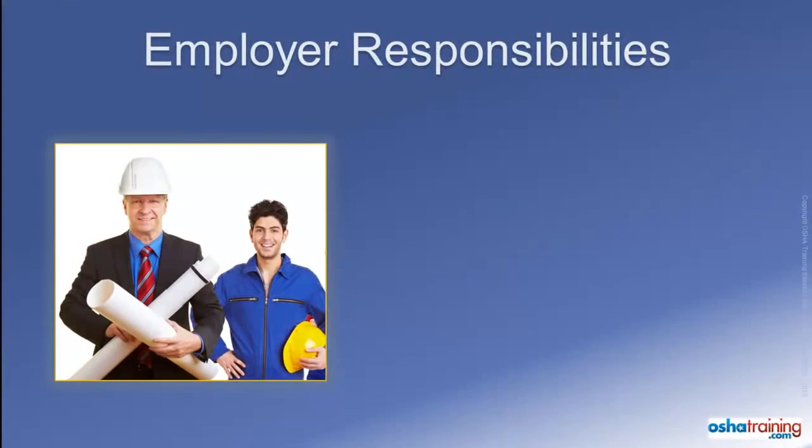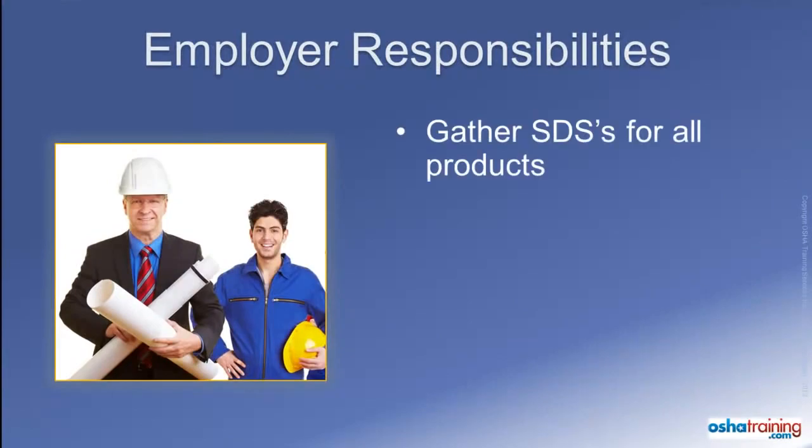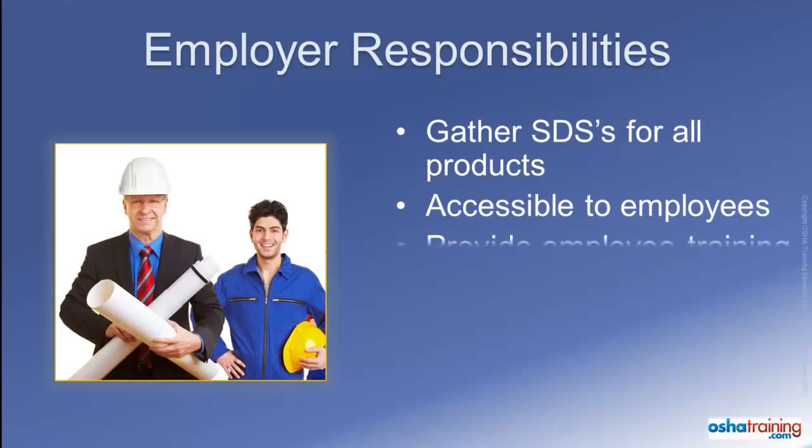Employers are responsible for gathering new safety data sheets for all hazardous chemicals and products to which their employees are exposed, and make sure they are readily accessible during each work shift to employees while they are in their work areas. And employers must provide training to their workers regarding the new safety data sheet format. All these things must be done by the deadlines established by OSHA in their revised hazard communication standard.